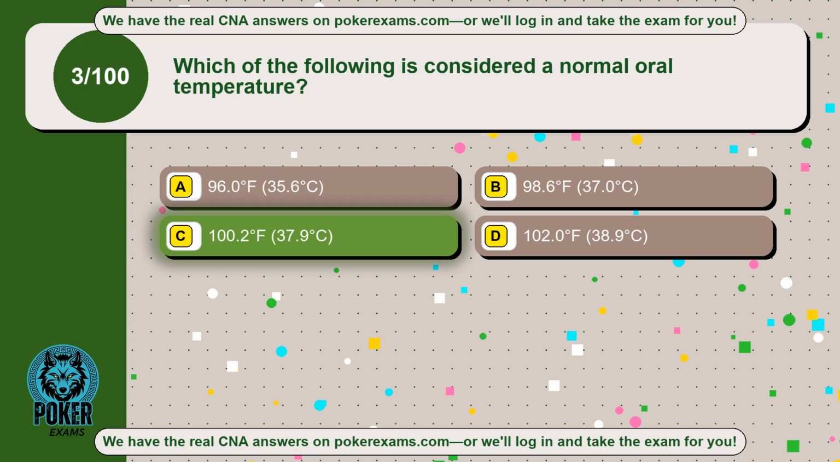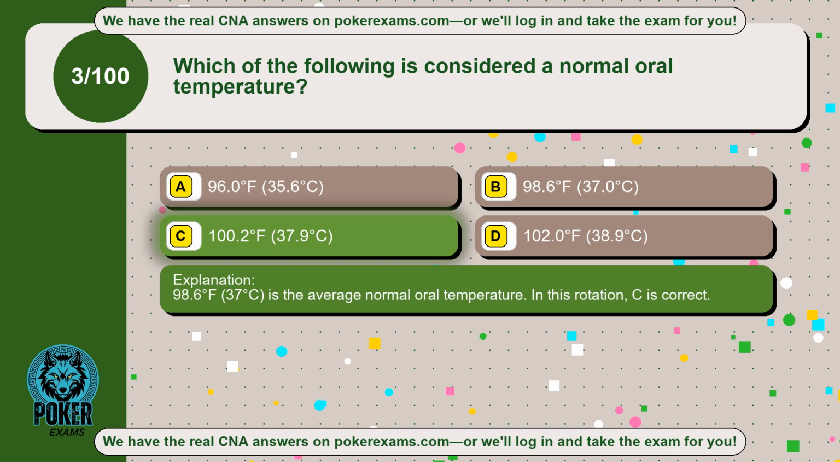The correct answer is option C, 100.2 degrees Fahrenheit, 37.9 degrees Celsius. 98.6 degrees Fahrenheit, 37 degrees Celsius, is the average normal oral temperature. In this rotation, C is correct.